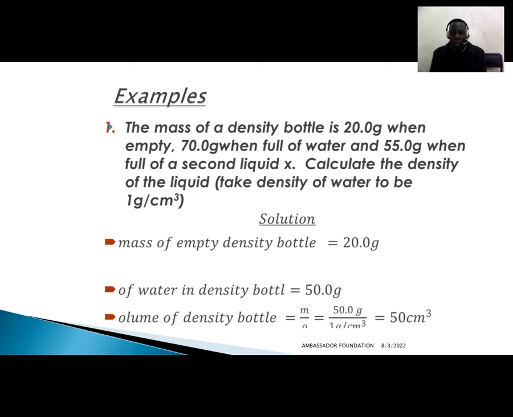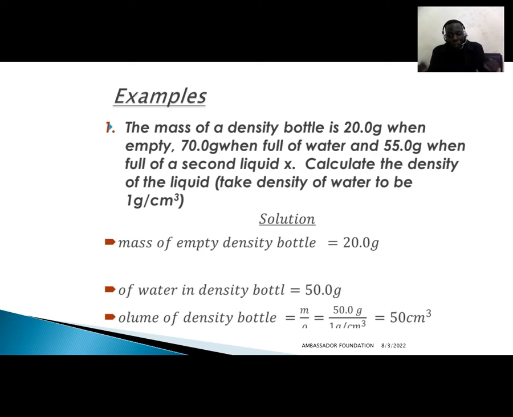Now, when empty, 20 grams. When full of water, 70 grams. So what is the mass of water? 70 minus 20. We get 50 grams. 50 grams is the mass of water that filled that particular density bottle. Density, we are agreed, is 1 gram per centimeter cubic, it is given. So the volume of water is 50 centimeters cubic.